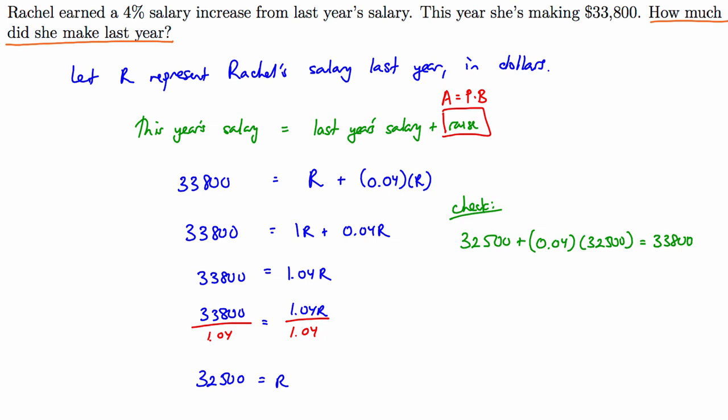How much did she make last year? Last year, Rachel earned $32,500.